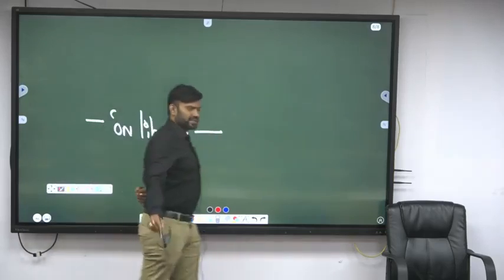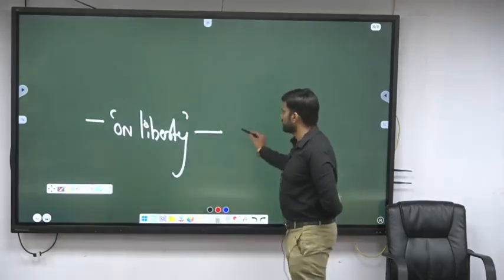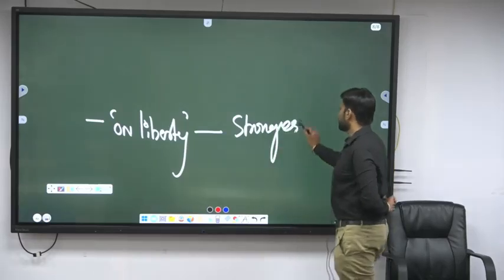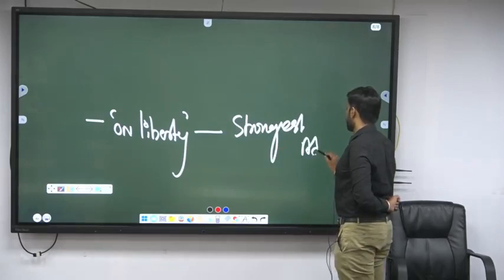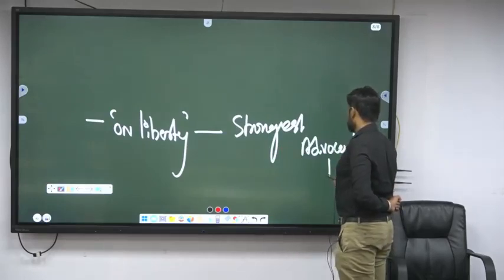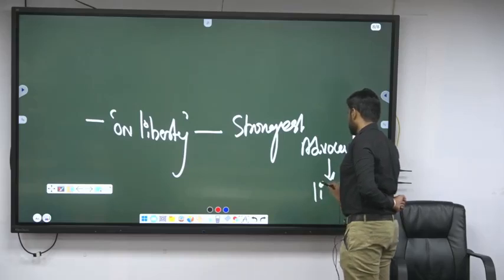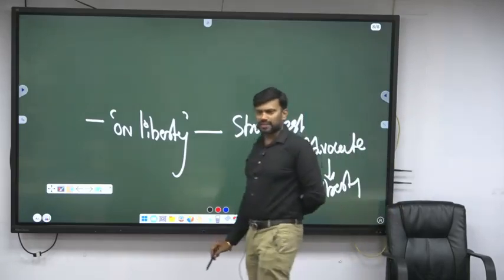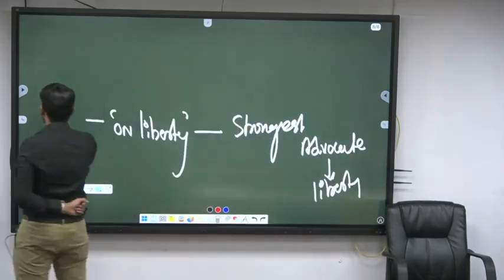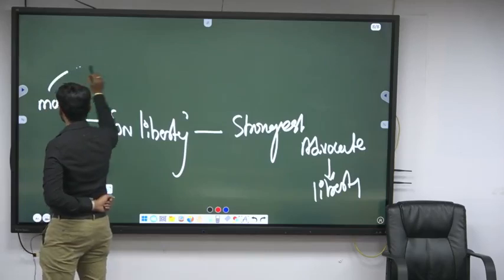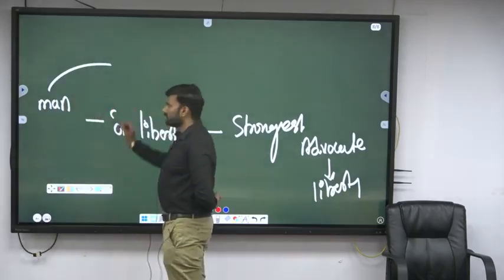So what we can say is that J.S. Mill is one of the strongest advocates or defenders of liberty. Now what Mill says is that, Mill believes that man has what? Reason.